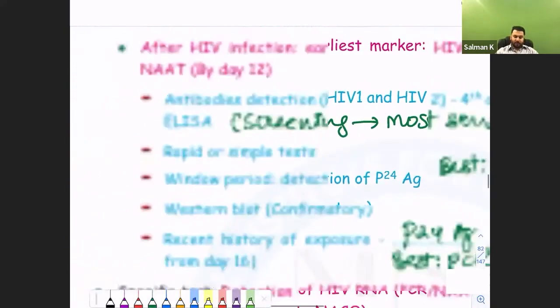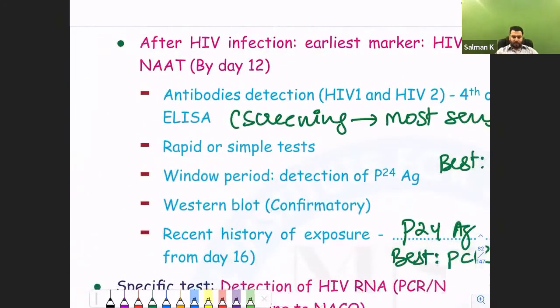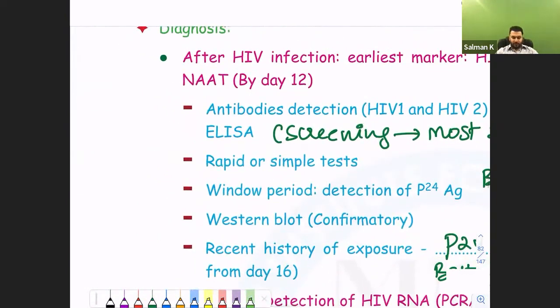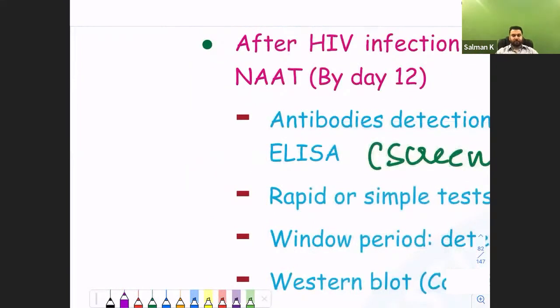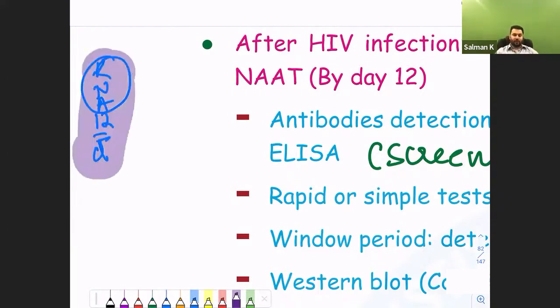Next, you can see here the diagnostic aspects now. When somebody is exposed to HIV, how early can I detect something? The answer is roughly by day 12. Roughly by day 12, I can detect the first thing, that is HIV RNA, by doing PCR, right? The earliest diagnostic test I can do is HIV RNA by PCR. Is that clear enough to all of you? This is the first thing.